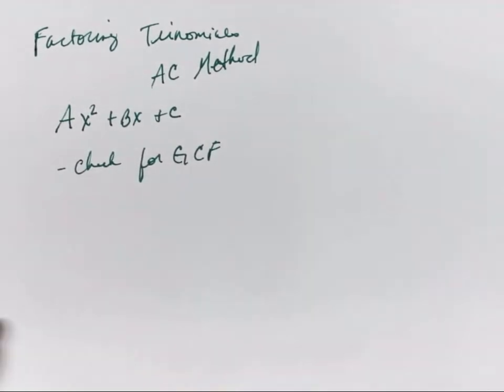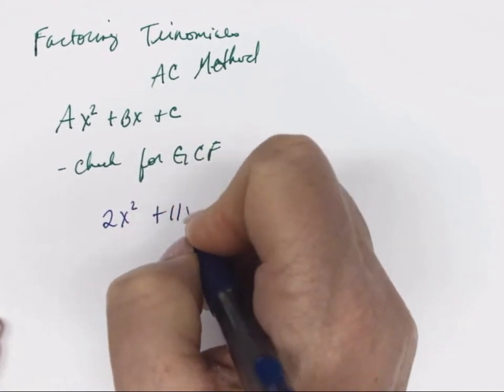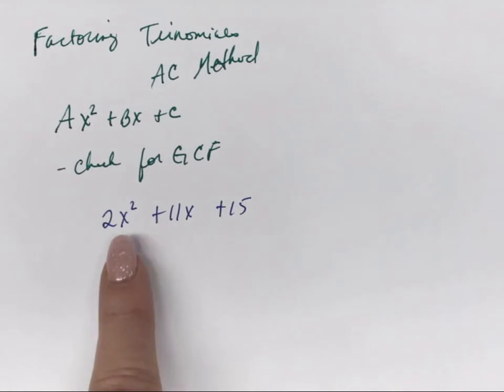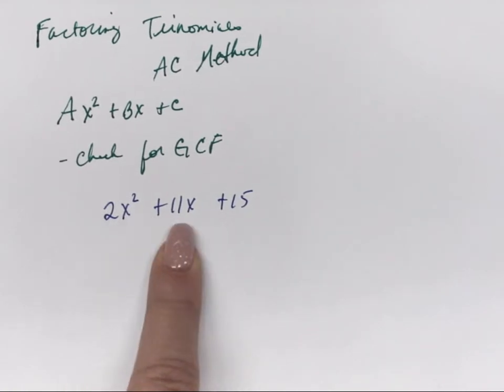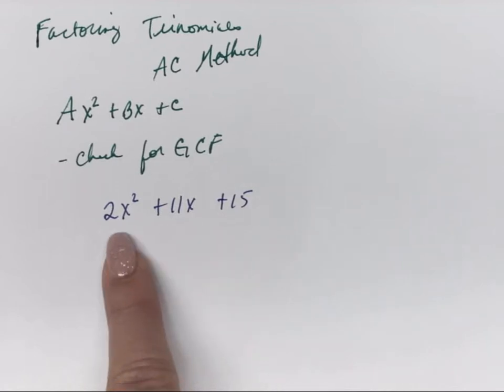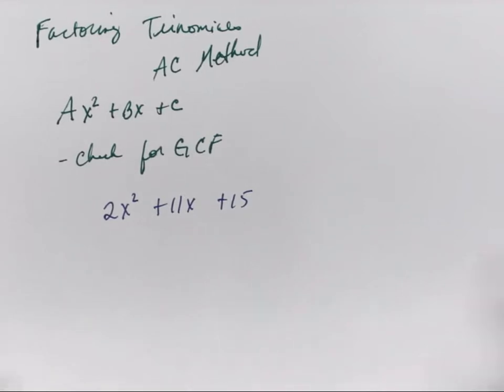All right, so here is our AC method. So our first problem is 2x squared plus 11x plus 15. So I'm going to check for a GCF first. A 2, an 11, and a 15, there's nothing in common there to factor, and this term is the only one that has a variable. So there is no GCF that we can do. So then we're going to do the AC method part.